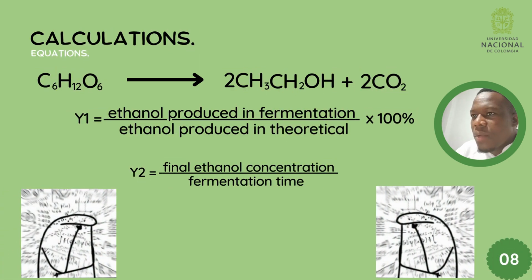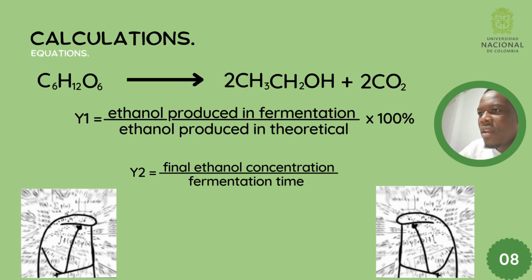This slide presents the equations used to calculate the efficiency and speed of ethanol production in the fermentation process. It is based on the chemical reaction that describes the conversion of glucose into ethanol and carbon dioxide. This equation is alcoholic fermentation, where one molecule of glucose is converted into two molecules of ethanol and two of carbon dioxide. Equation 1 measures the efficiency of fermentation, comparing the amount of ethanol obtained experimentally with the theoretical amount. Equation 2 indicates how quickly ethanol is produced.